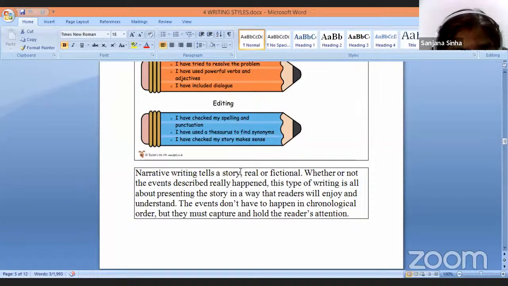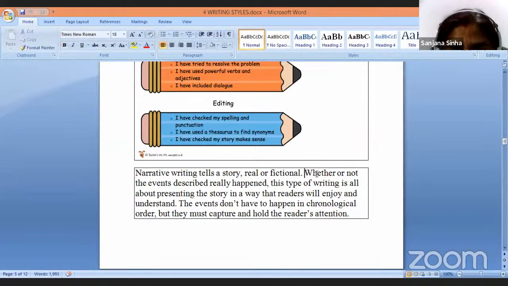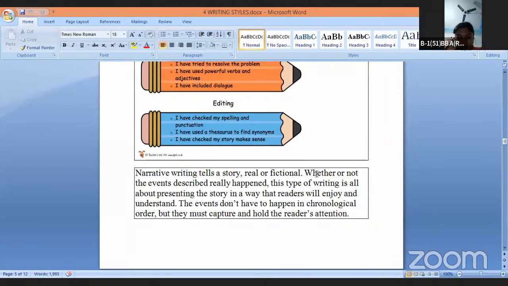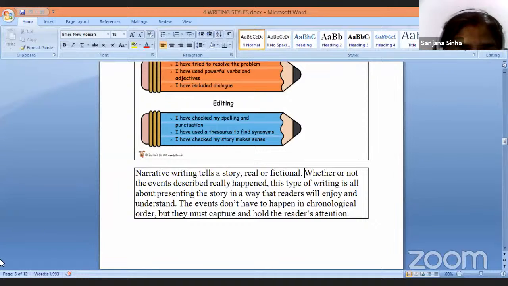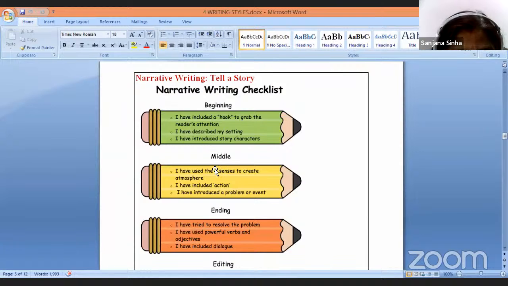Okay, so a narrative story can be real or fictional. Fictional means imaginary, not real. Fictional means not real, whether or not the events described really happened. This type of writing is all about presenting the story in a way that readers will enjoy and understand, and which of course will be inclusive of the beginning, middle, and end.